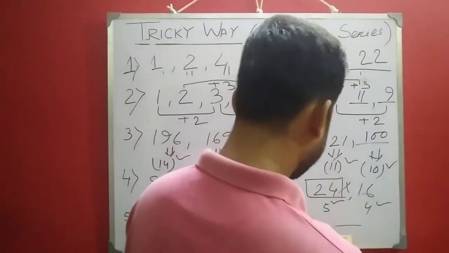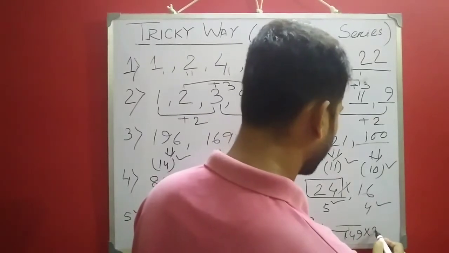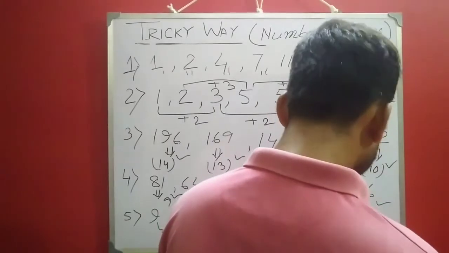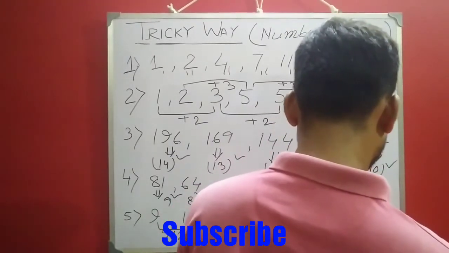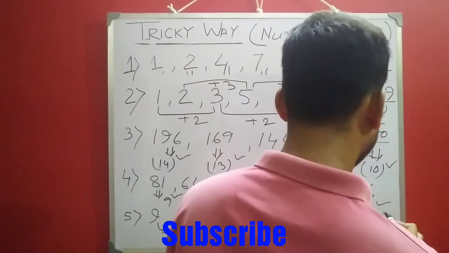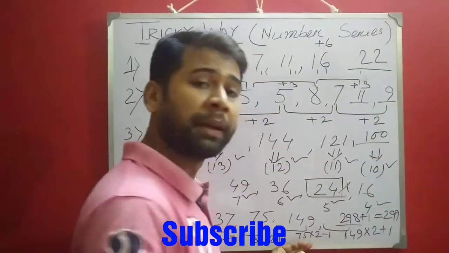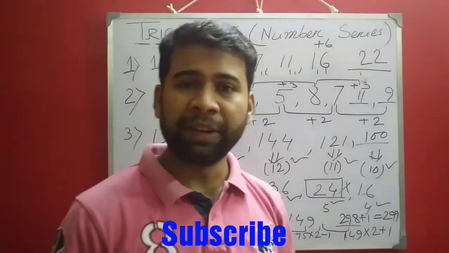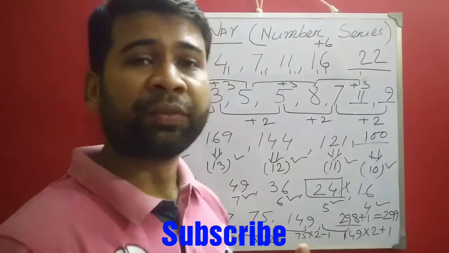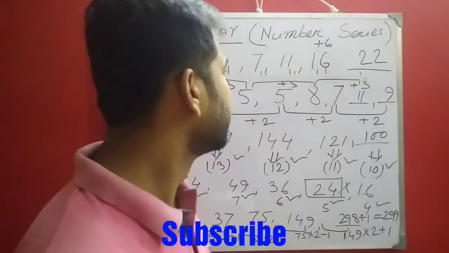So for this, it will be 149 into 2 plus 1 equals 299. Clear? But I have a request: you have to practice more at your home to solve these number series, and we will continue with another example.